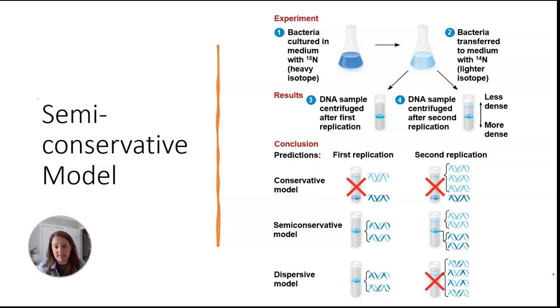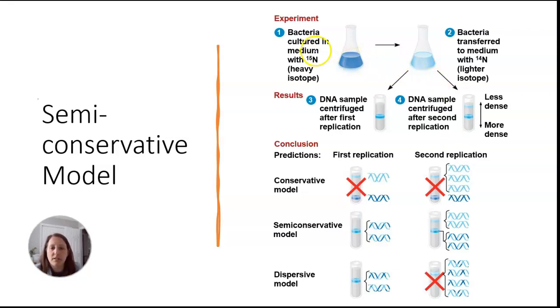You may see this on an exam. Okay, I like this question. So here we go. On the left down here at the bottom shows our three models and the predicted results after the first round of replication and after the second round of replication. So one generation, two generations.